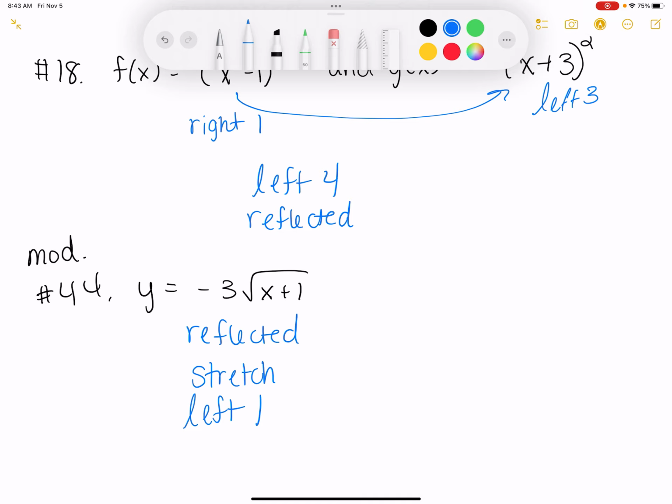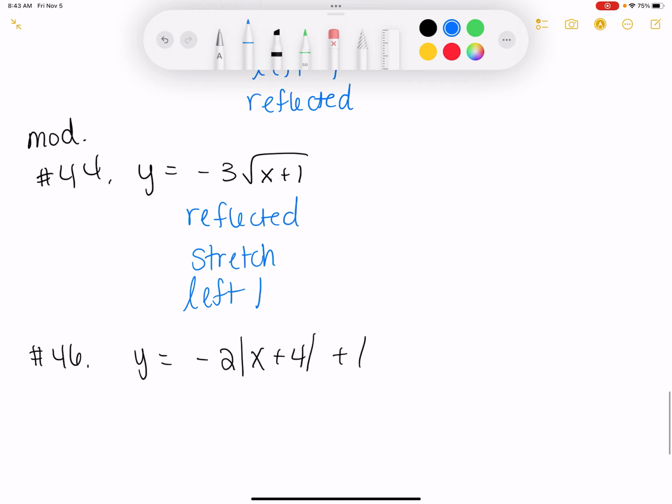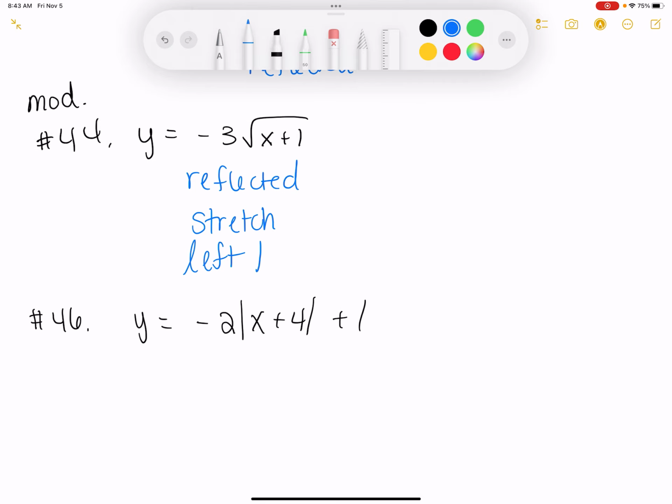Let's see. 46: y is equal to negative 2 times the absolute value of x plus 4, plus 1. Absolute value, also with parentheses. Okay. Reflected. Stretched. Left 4. Up 1.